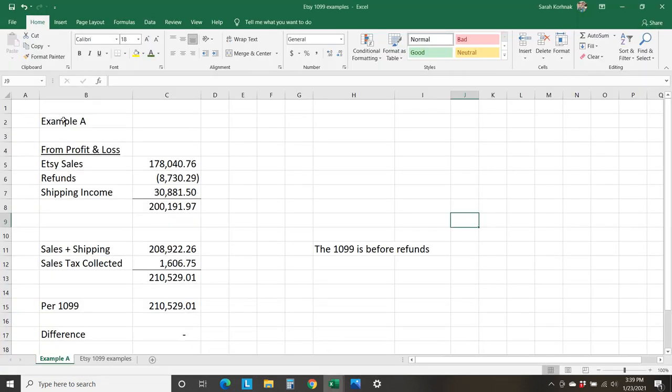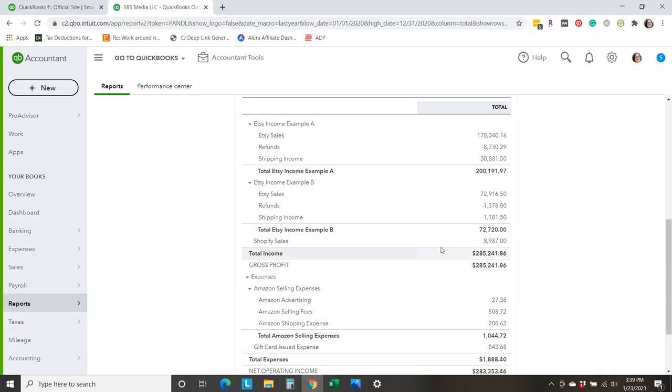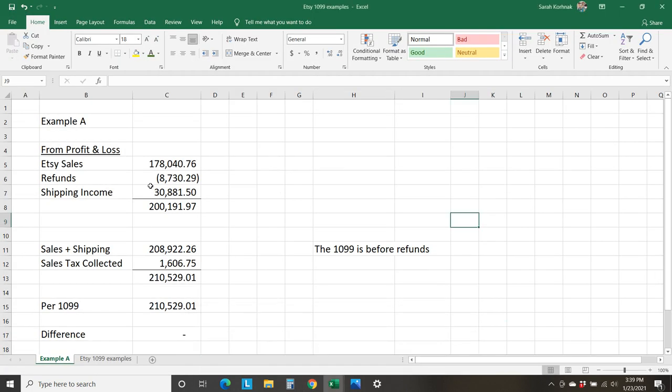So here's our Example A. From the profit and loss, we had Etsy sales, refunds, shipping income, and that was our total. So our total, $200,191.97. Let's double check. $200,191.97. Yes, we have pulled over the right numbers to tie out.